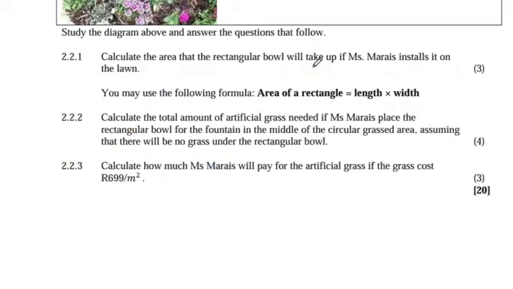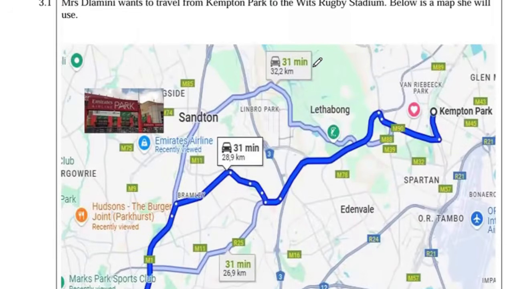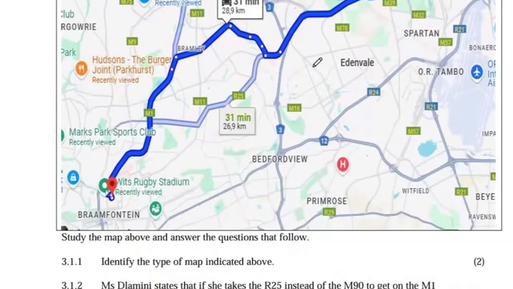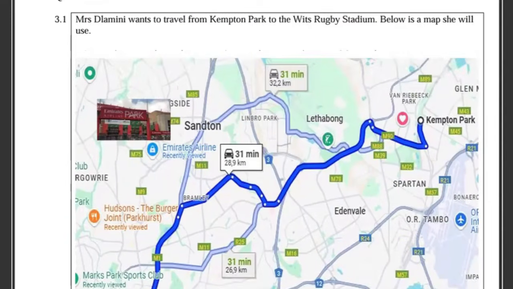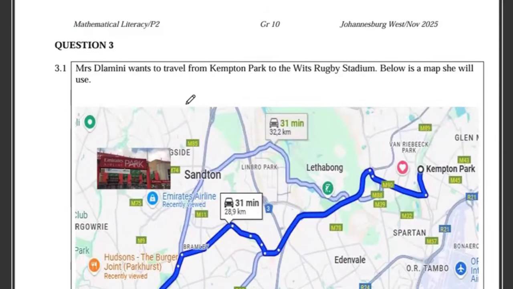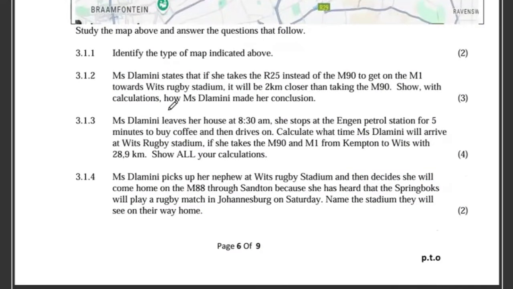Question number 3. We have a map there, and we shall study it nicely. Okay, let's go to the questions. The scenario: Mrs. Lamini wants to travel from Kempton Park to Wits Rugby Stadium. Below is a map she will use. Identify the type of map indicated above.